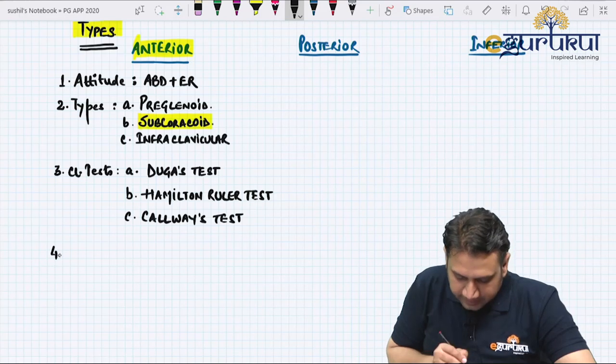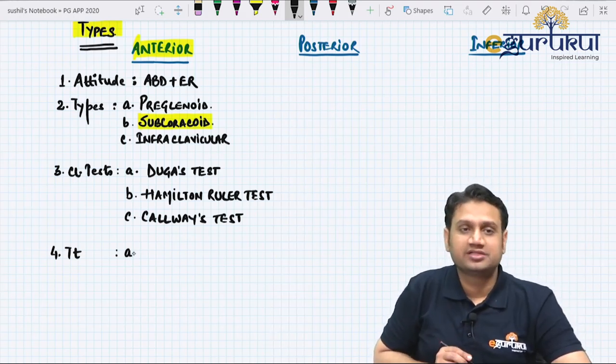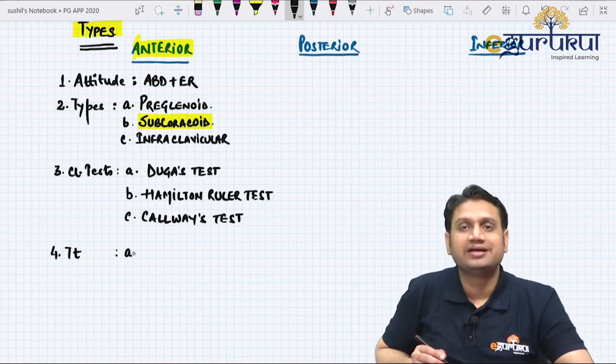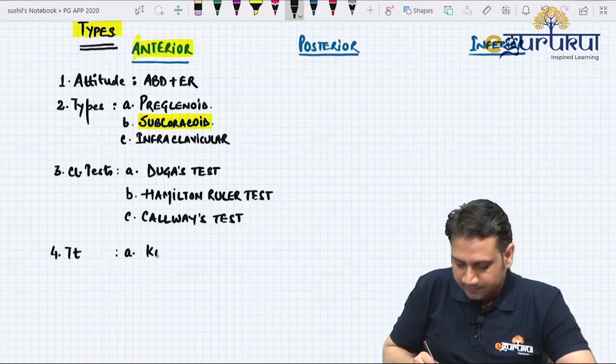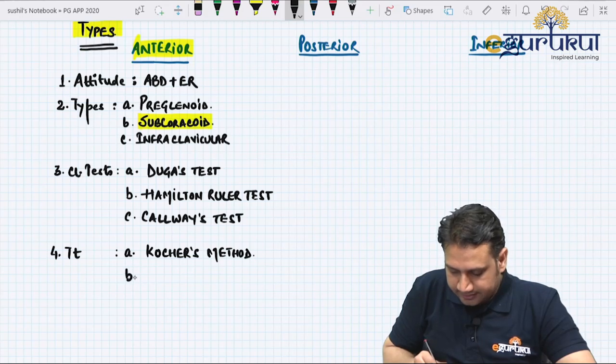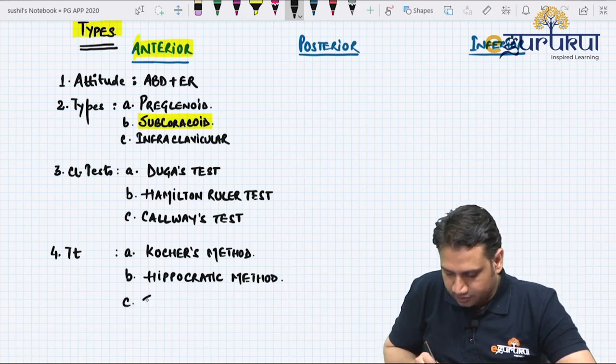Fourth is the treatment part. I said already that consider every dislocation to be an emergency, so reduce it as early as possible. So treatment is simple, it is reduction. What are the methods of reduction of anterior dislocation of the shoulder? The methods of reduction are Kocher's method, number 1. Second, the Hippocratic method, or the Stimson's gravity method.